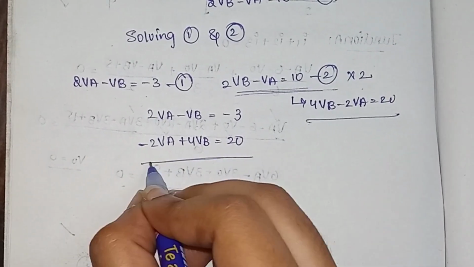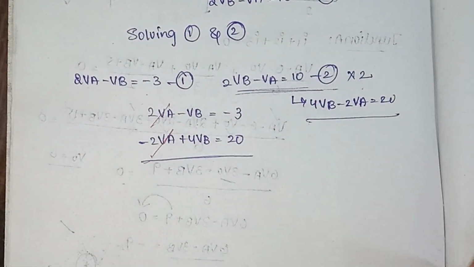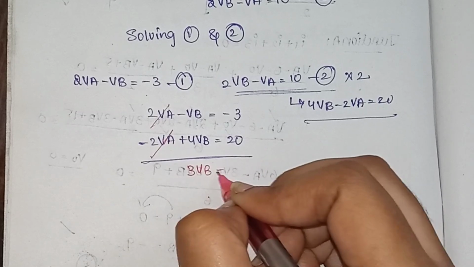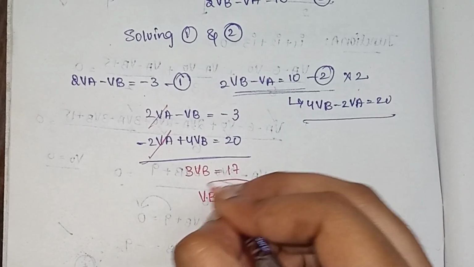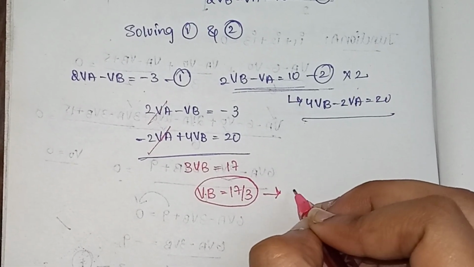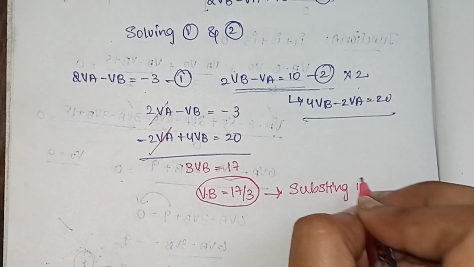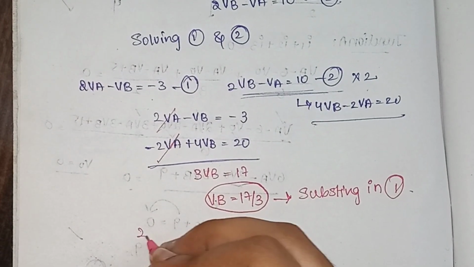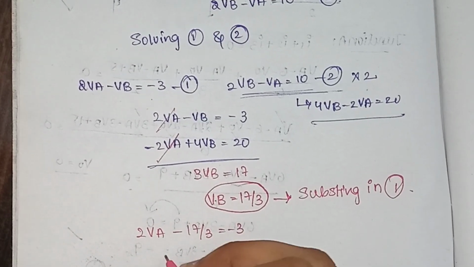If I solve these equations, now what I'll get? Plus 2VA minus 2VA will be cancelled. 4VB minus VB, you'll get 3VB is equal to 17, and VB is equal to 17 by 3. Now put this VB is equal to 17 by 3 in any of the equations. I am substituting in the first equation. If I substitute in the first equation, what I'll get? 2VA minus 17 by 3 is equal to minus 3.